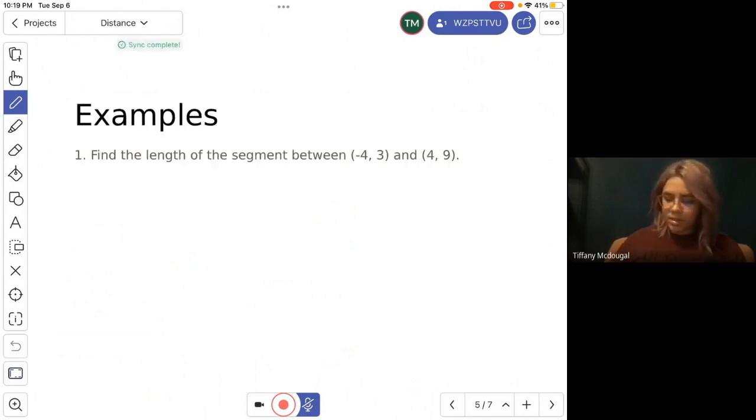Let's look at this example. Let's switch up colors. Find the length of the segment, and remember that segment, that's just a line segment, right? It's from point A to point B, between -4, 3 and 4, 9. So I'm going to again do my steps. I'm going to label x1, y1, x2, y2. So there we go. I'm going to plug that into my formula.